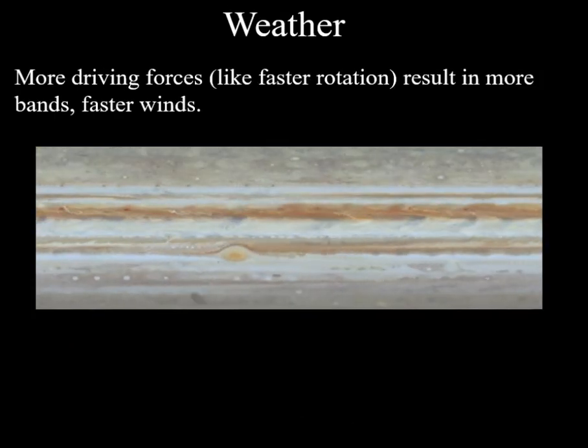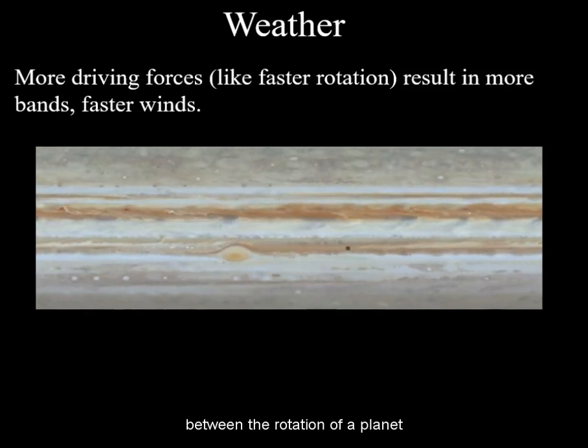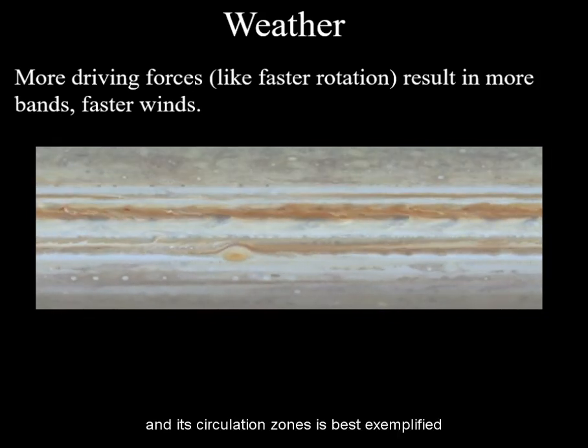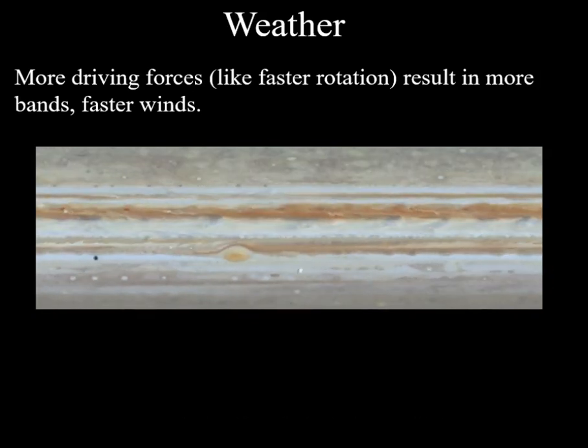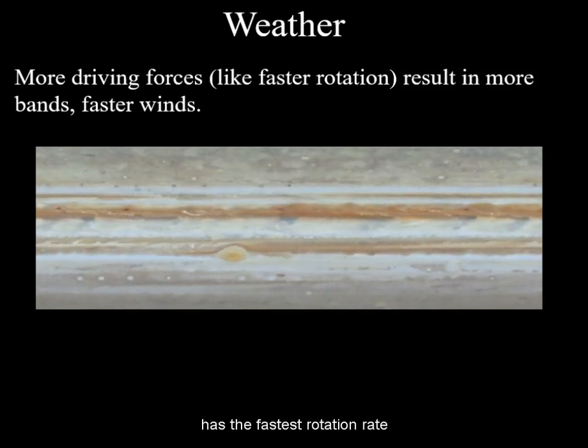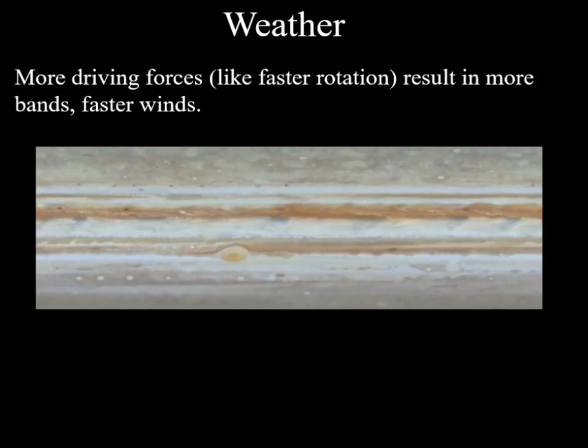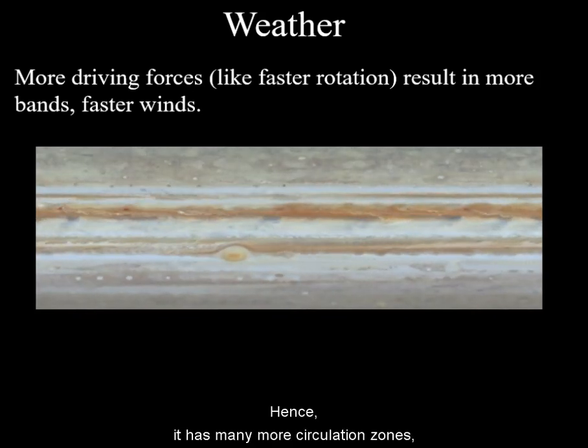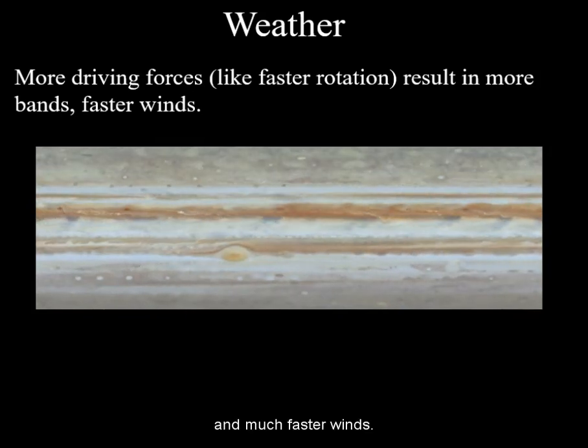The relationship between the rotation of a planet and its circulation zones is best exemplified by Jupiter. Jupiter is the largest planet, and it also has the fastest rotational rate at under 10 hours. Hence, it has many more circulation zones and much faster winds.